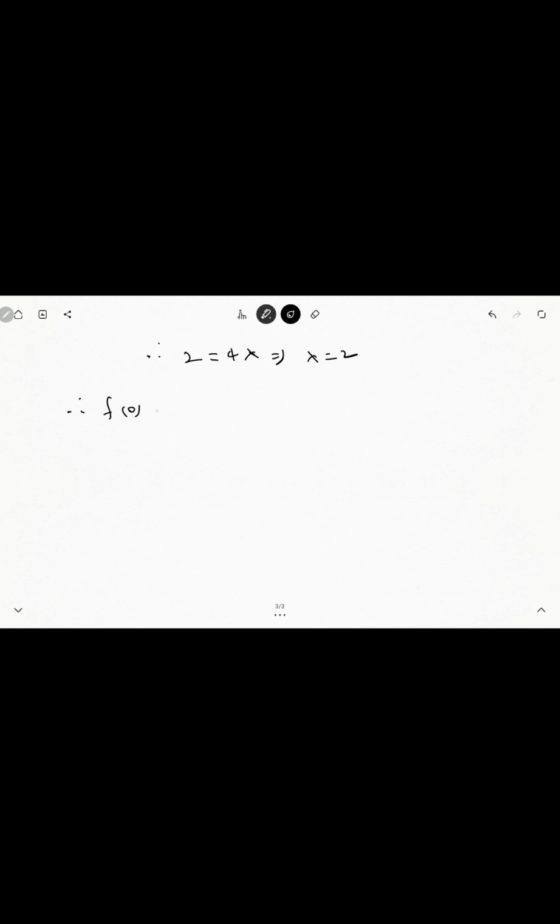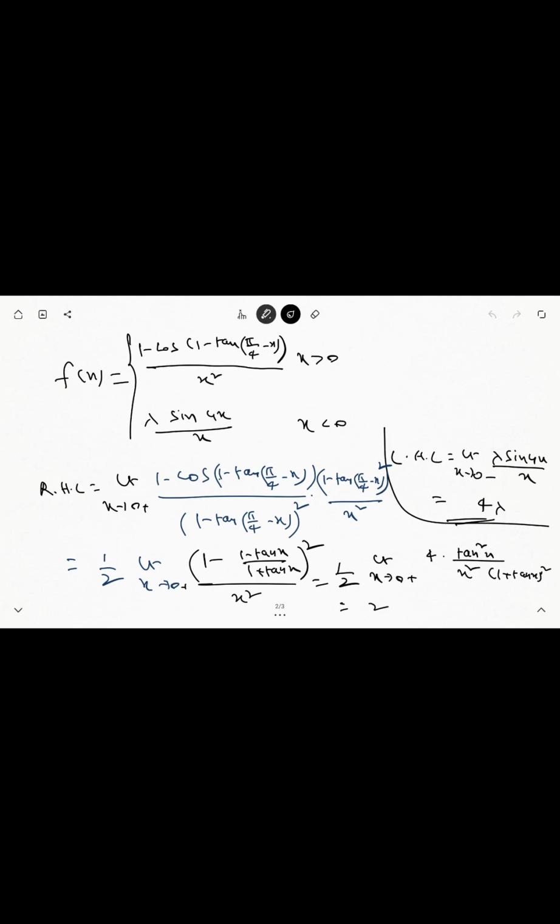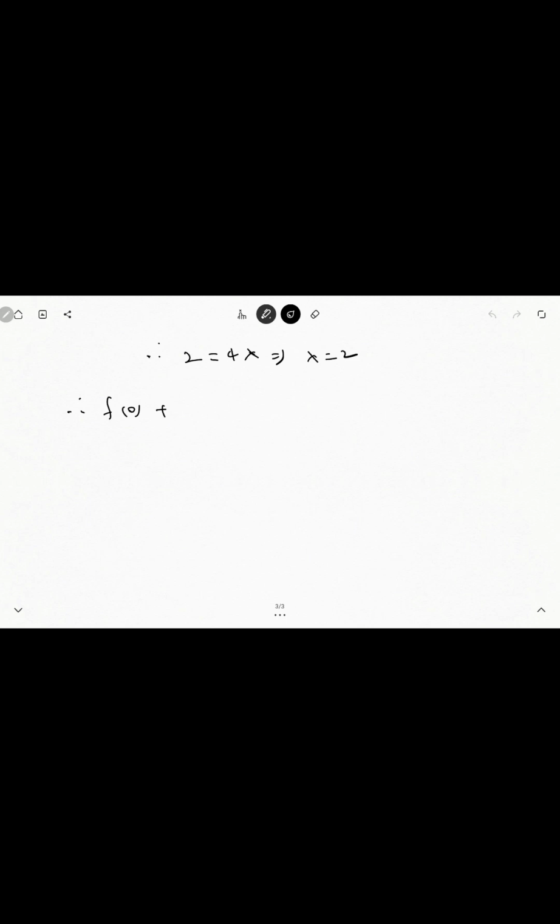Therefore f of 0 plus, what is the question here? f of 0 plus 2 lambda. Is it right? What is the lambda value? Lambda is 1 by 2, sorry. Lambda is 1 by 2. Okay, so f of 0 plus 2 lambda.